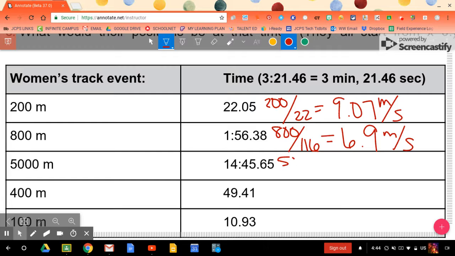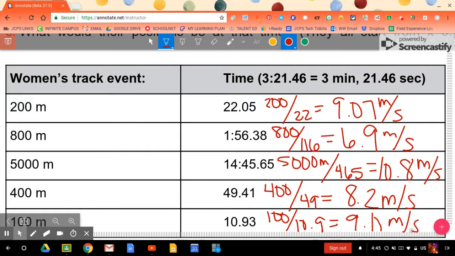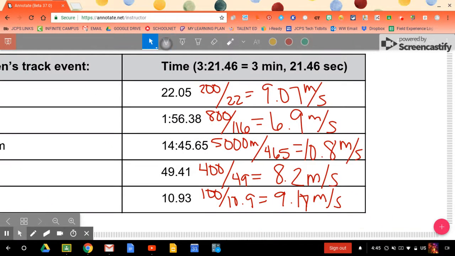Next one, you want 5,000 meters. And this one, you have to take 14 times 60 and then add 45, and you get 465. And they are going 10.8 meters a second. Next one, you do your distance, 400 meters, divided by your time of 49, and you get 8.2 meters per second. And the last one, you take 100 divided by your 10.93, or I think I just did 10.9. You get 9.17 meters per second. That's a 7.